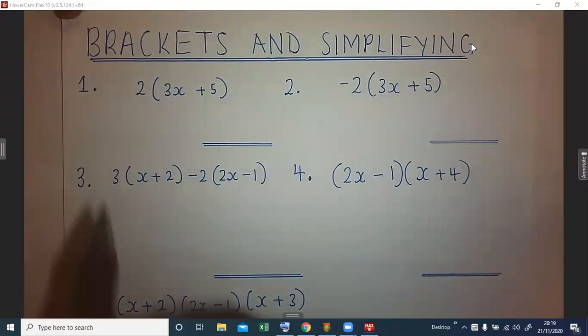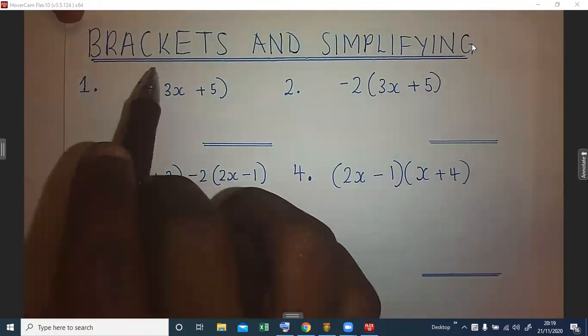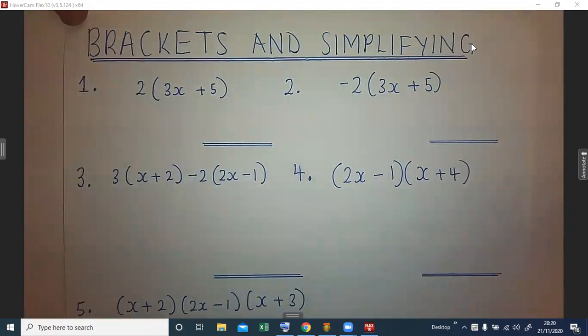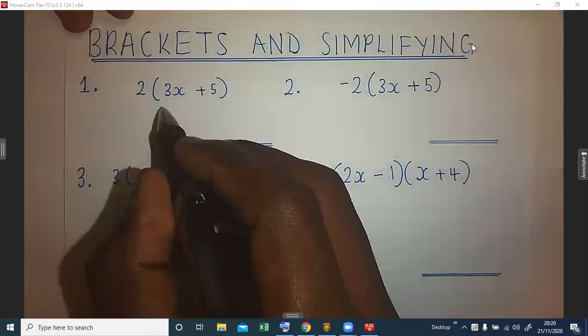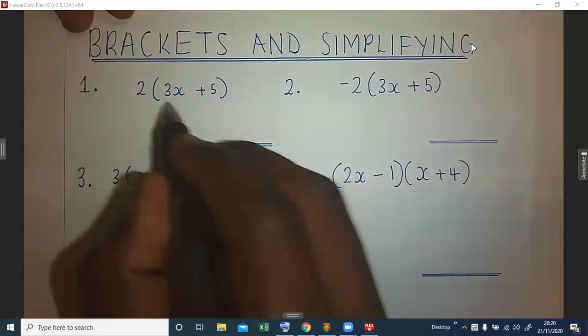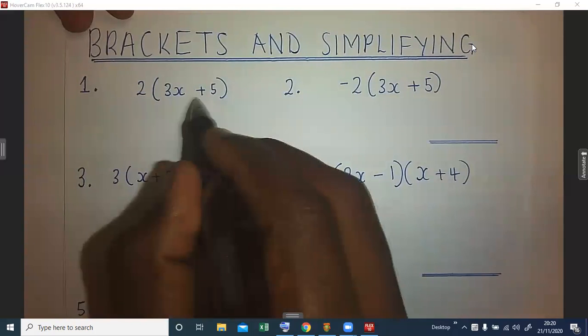Today, we are looking at how to open brackets and then how do we simplify. We have a number of examples where we are going to practically open the brackets and then simplify the expressions. So number one, we need to open this bracket. Remember the simple rule that whatever is outside the bracket will always multiply whatever is inside the bracket.